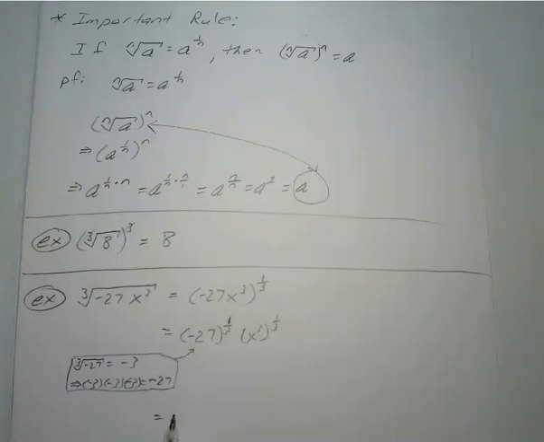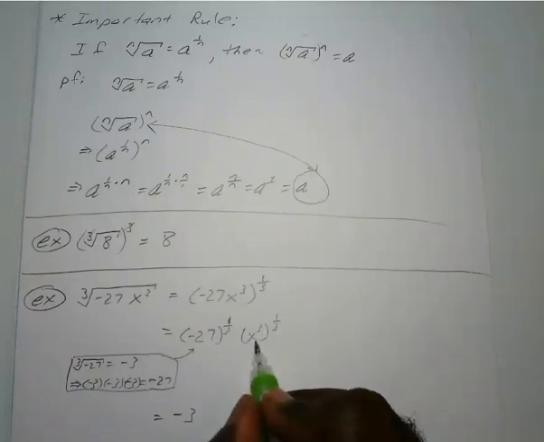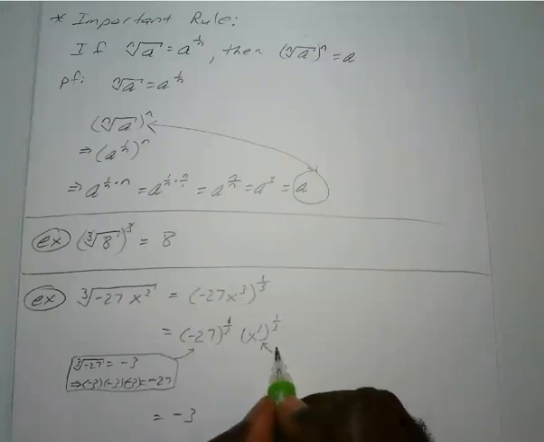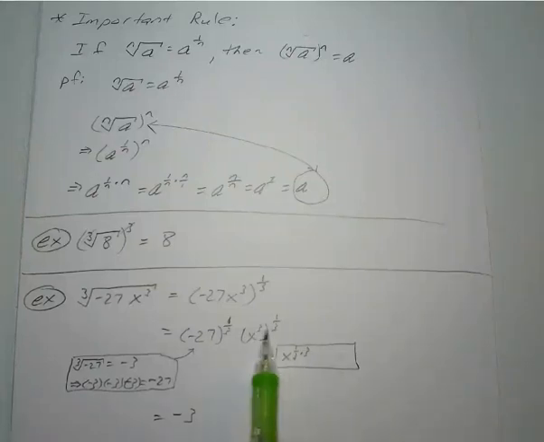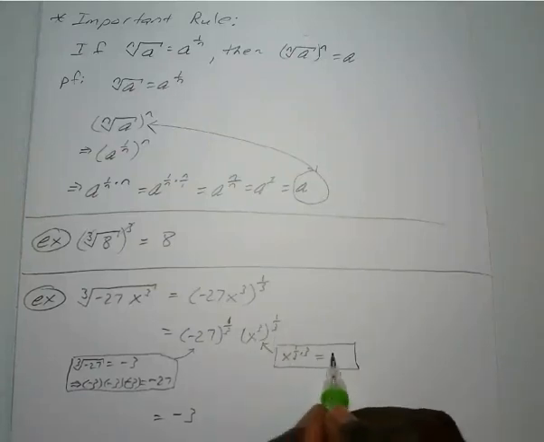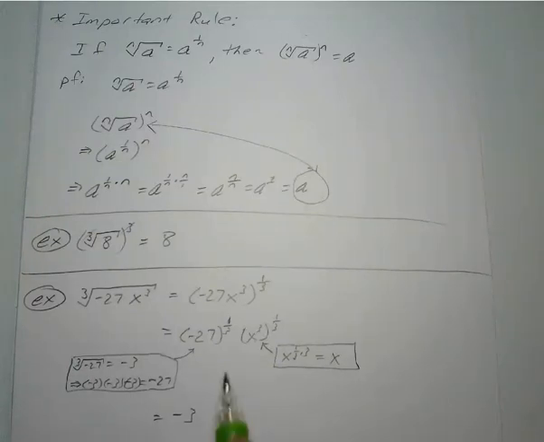So we end up with negative 3 and x to the third power times 1/3. Remember, if we wanted to, we can just make this x to the 1/3 times 3 because it's our power rule. It's just x to the first power or just x. So you end up with negative 3x.